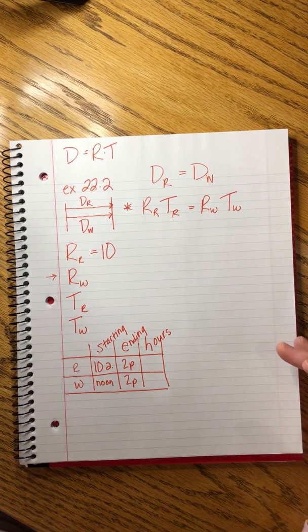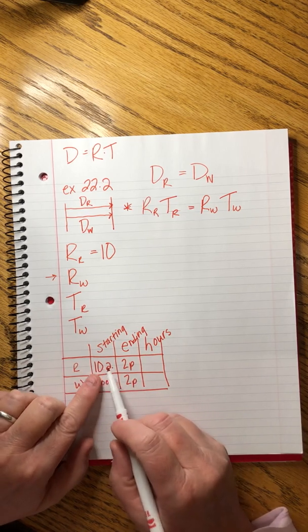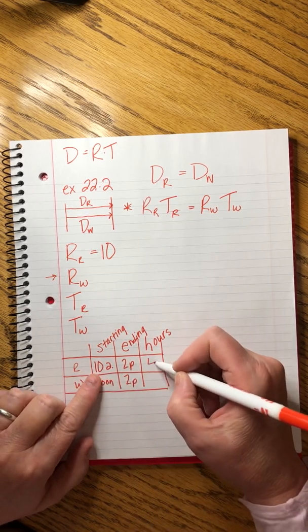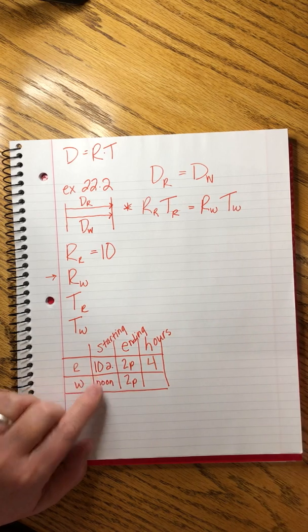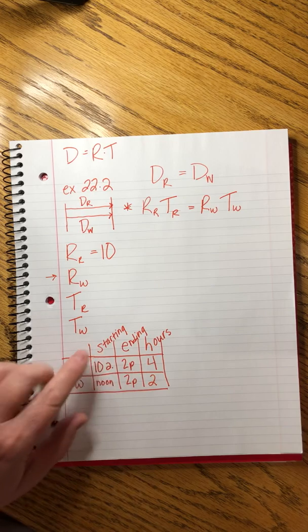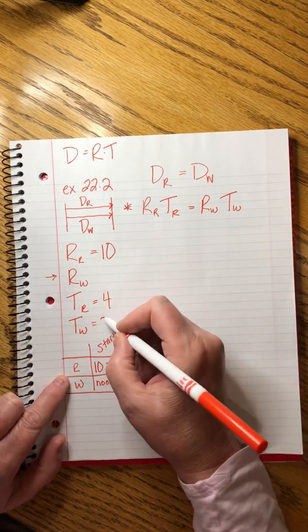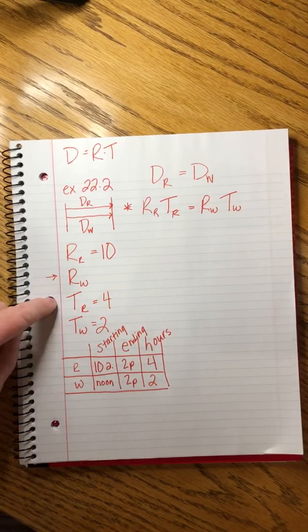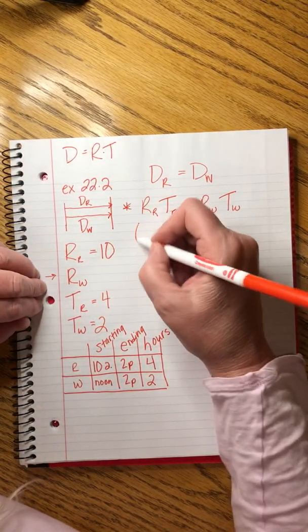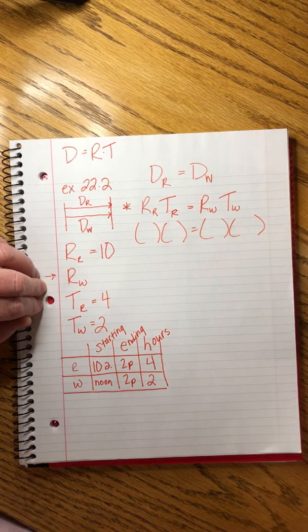So can we figure out the times of these little critters? Based on the information we filled out, we can easily see that the rabbit was running for 4 hours. That's a long time for a rabbit to run. And the wolf was running for 2 hours. So now we can plug those in. Time of the rabbit is 4, time of the wolf is 2. And now we're ready to go up here. Buckets in place of variables.